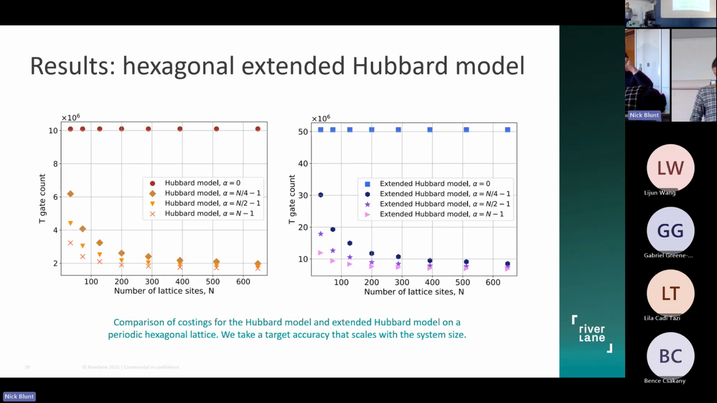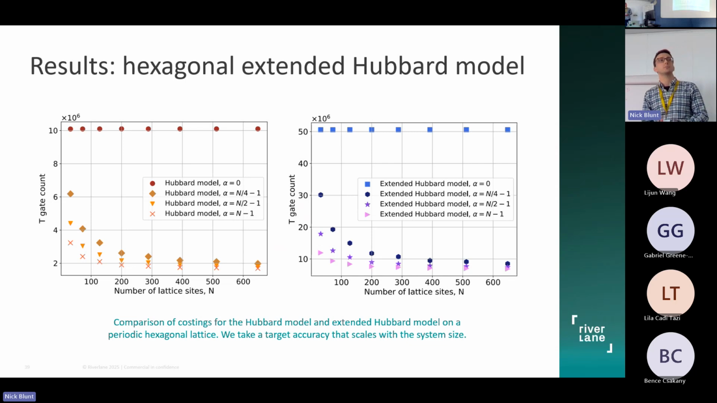And then lastly, to show some results comparing the Hubbard model with the extended Hubbard model. The Hubbard model is on the left, and we're considering results without Hamming weight phasing, alpha equal to 0, and then Hamming weight phasing, where we use either n minus 1, n over 2 minus 1, or n over 4 minus 1 ancilla qubits, where again we can split these n rotation gates up into either 2 or 4 chunks. And so I guess the key results here are that in the Hubbard model, the T-gate count is somewhere between about 2 and 10 million, depending on which method you use.